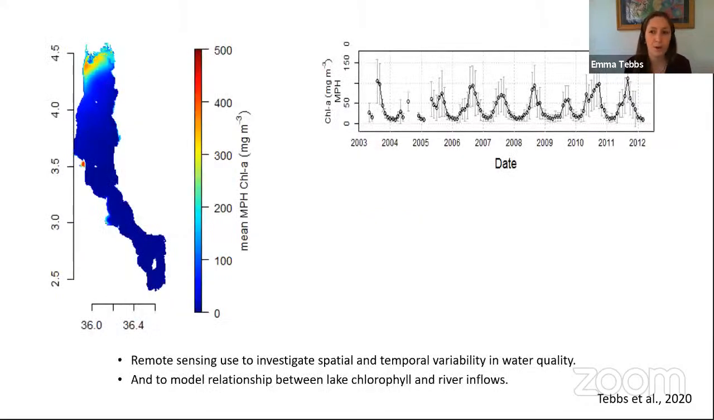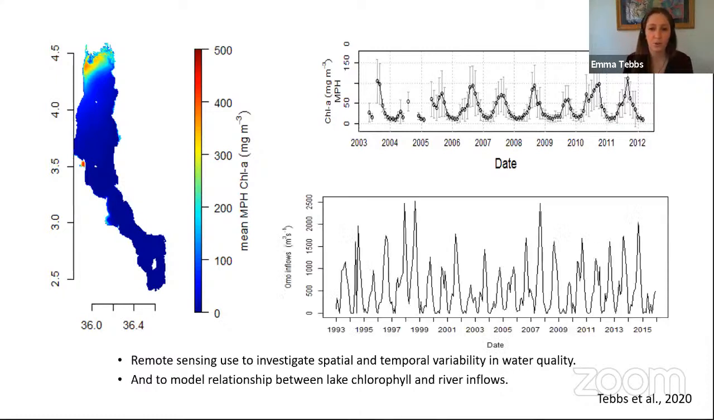Okay, so what we found from analysing this data set was that there are very high concentrations of chlorophyll at the north end of the lake. This is where the Omo River enters, and it brings in nutrients that support these phytoplankton blooms. These are very important for supporting the fisheries, so the fisheries feed on this phytoplankton. We also found that there was a strong seasonal cycle in chlorophyll in the lake. There was an annual peak in chlorophyll, and this coincided with the flooding of the Omo River.